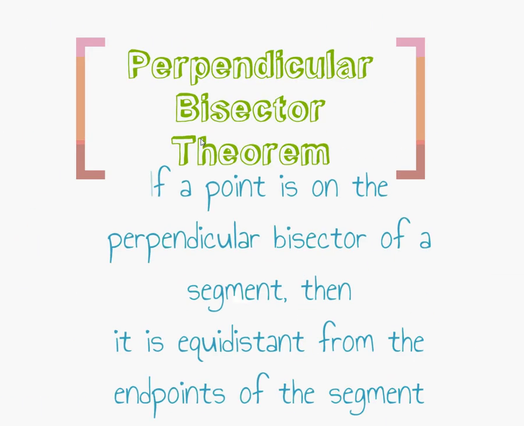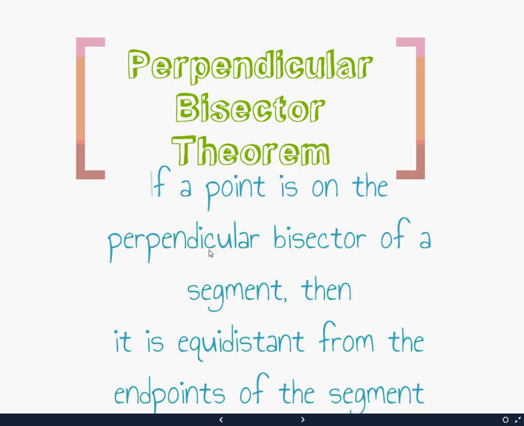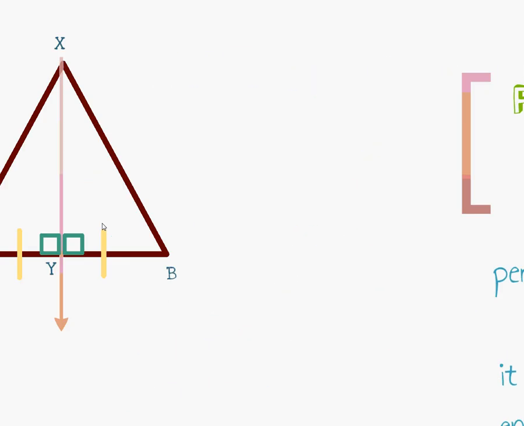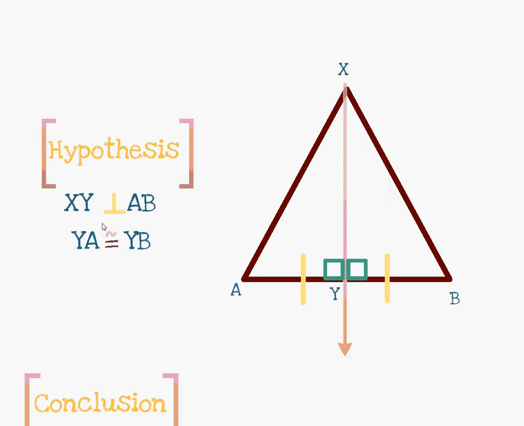So we have to know that to know what the perpendicular bisector theorem is. The perpendicular bisector theorem states that if a point is located on a perpendicular bisector, then it is equidistant from the endpoints of that segment. So I have a visual to help you understand what this means, because that's a lot to put together.